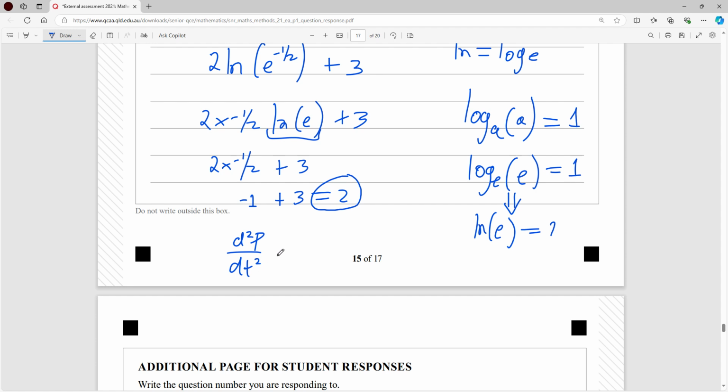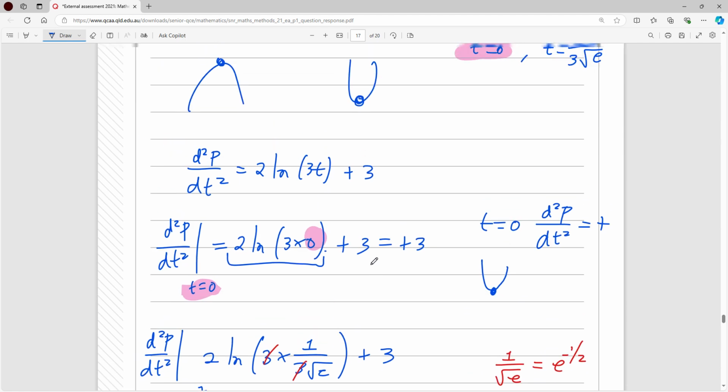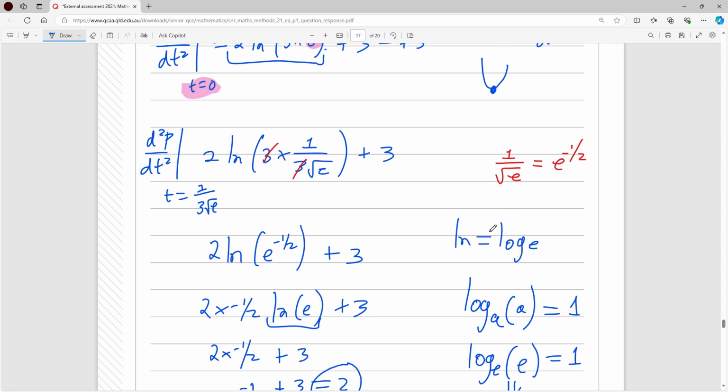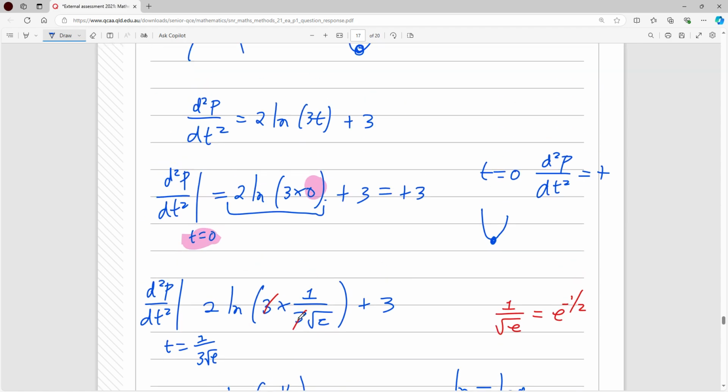Okay. So we can just say when t equals 1 over 3 root e, the second derivative is positive, or greater than 0. Okay. So now we also know when t equals 0, it's positive, and we also know when t equals that, it's also positive. So we have two stationary points, okay?